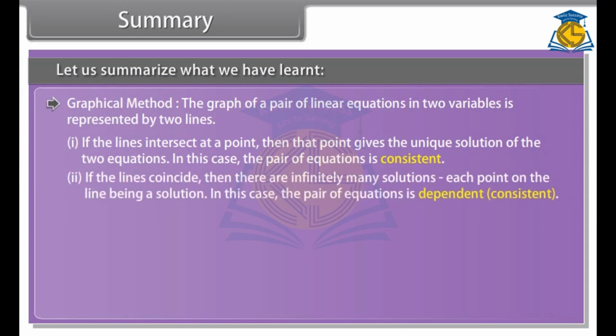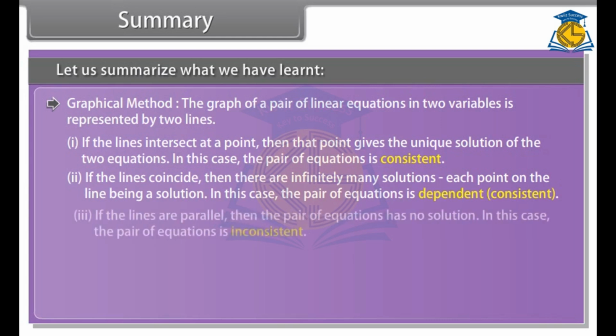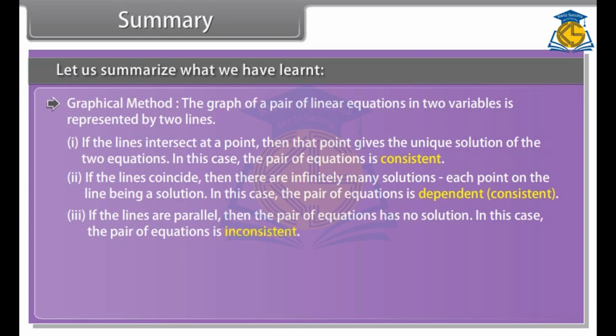2. If the lines coincide, then there are infinitely many solutions, each point on the line being a solution. In this case, the pair of equations is dependent, consistent. 3. If the lines are parallel, then the pair of equations has no solution. In this case, the pair of equations is inconsistent.